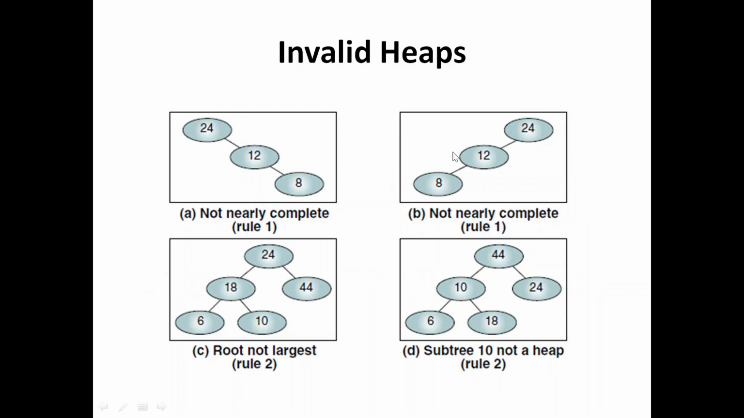But on the other hand, these are classified as invalid heaps. So let us see why we are treating these as invalid. In the first example, 24 is greater than 12, so there is no issue, and then 12 is greater than 8. But here the violation is that this is not a nearly complete tree. We should not only focus on the values which have to be in this particular order, we should also look at whether it's a complete tree or nearly complete binary tree, and that particular condition is not met. So this is invalid.